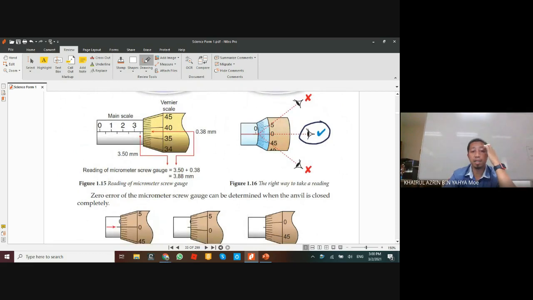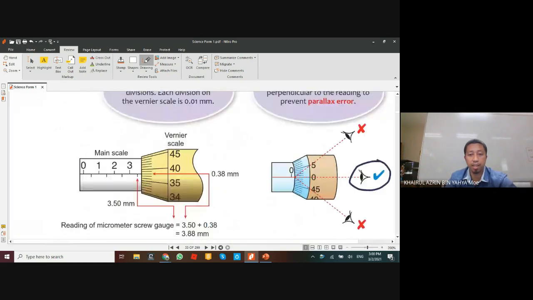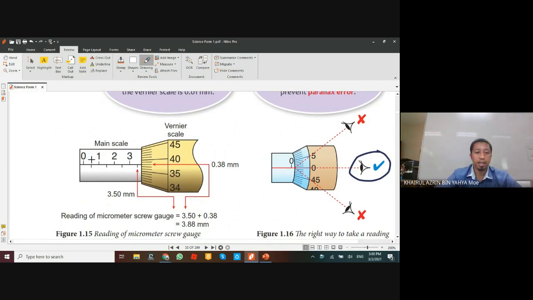So how do you read this micrometer? Let me make it bigger. Okay, so here we see the numbers 0, 1, 2, 3. But we have a line also here. This one is 0.5. So the main scale reading we write as 3.5.